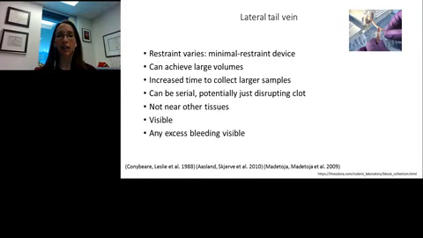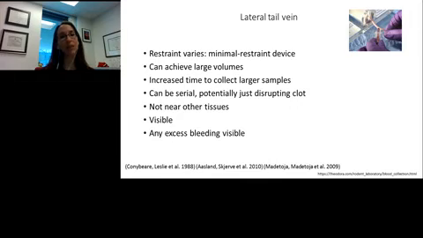The lateral tail vein is another very common technique, and as I've mentioned before, the restraint can vary. So in this picture, you can see they're employing a restraint device. Other people will just minimally hold the base of the tail and allow the mouse to have freedom of movement.